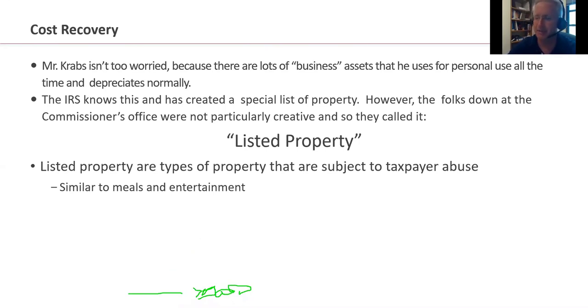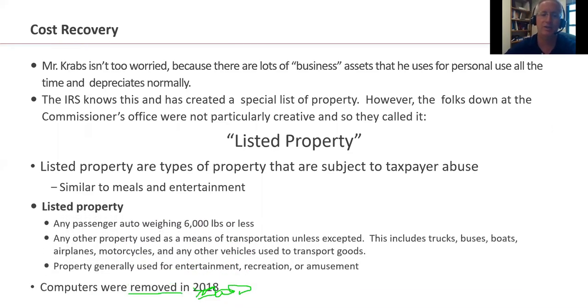So think of it similar to meals and entertainment. Recall that meals and entertainment, meals are limited to 50%, and now entertainment's just flat out not deductible because they knew the taxpayers abused those two things. Okay, so what's on the list? Any passenger auto weighing less than 6,000 pounds. So 6,000 is a lot. So that's a lot of autos, right? Any other property used as a means of transportation. So truck, bus, boat, airplane, motorcycle, vehicles used to transport goods. All those are listed property. And any property generally used for entertainment, recreation, or amusement. Those are all on the listed property list.